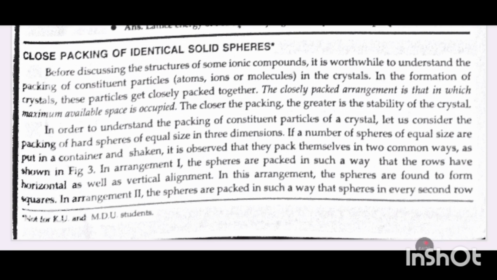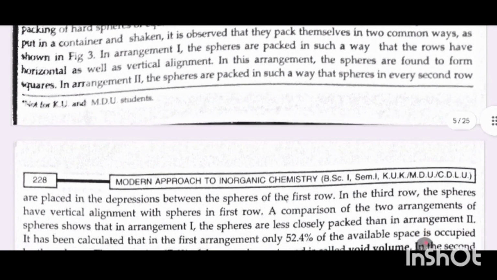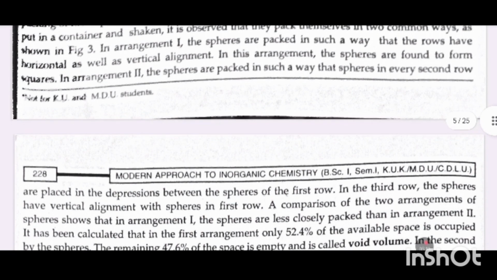In order to understand the packing of constituent particles of a crystal, let us consider the packing of hard spheres of equal size in three dimensions. If a number of spheres of equal size are put in a container and shaken, it is observed that they pack themselves in two common ways, as shown in the figure. In arrangement first, the spheres are packed in such a way that the rows have horizontal as well as vertical alignment. In this arrangement, the spheres are found to form squares.